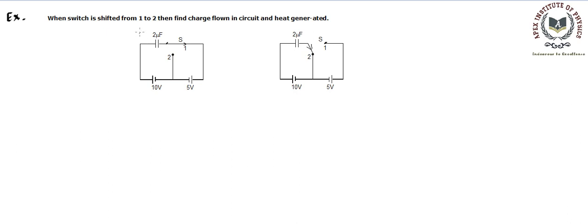We need to find, when the switch is shifted from location one to location two, that means in this circuit, when the circuit becomes like this, what is the amount of charge that flowed in the circuit. And we also need to find out how much heat will be generated in this shifting process. So we will be solving the first circuit and then the second circuit, and then we will try to find it out, right? So let's talk about the first circuit.